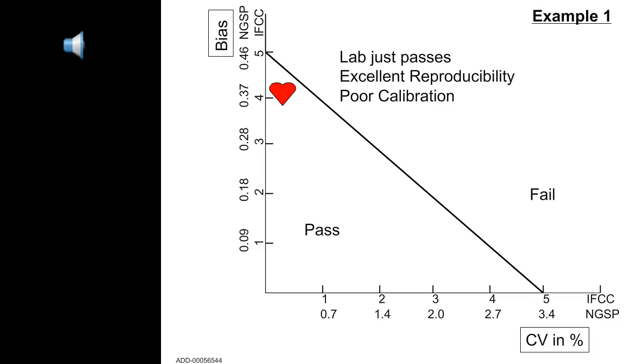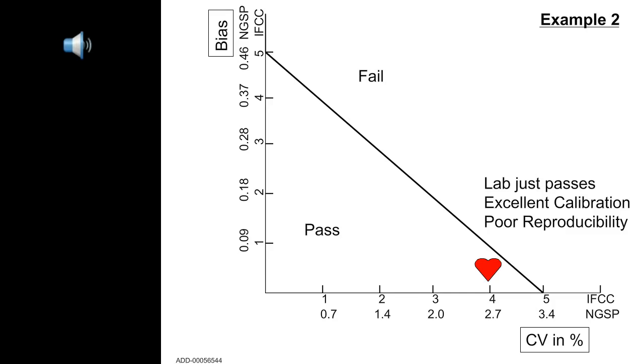Two examples to demonstrate the extremes where you can just pass. Here you see an example of a laboratory represented by the heart. This laboratory has a CV that is excellent, near 0%, with a bias of 4 millimole per mole. That's just good enough to pass.